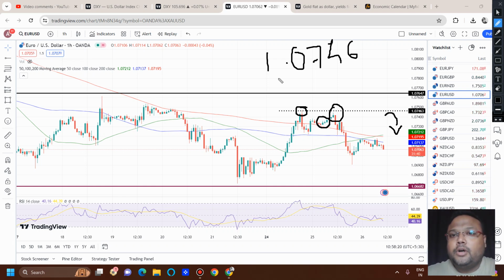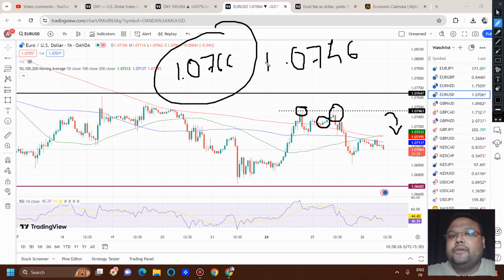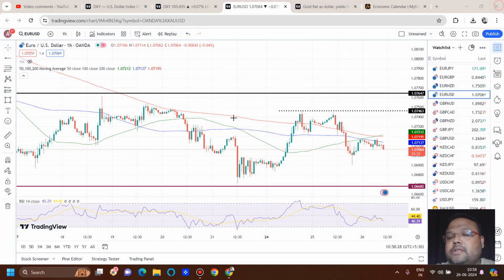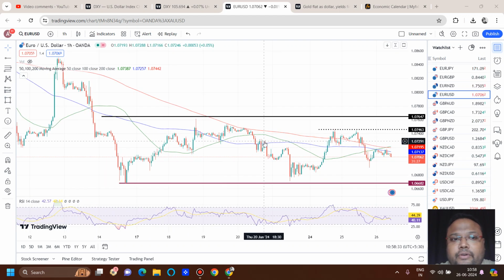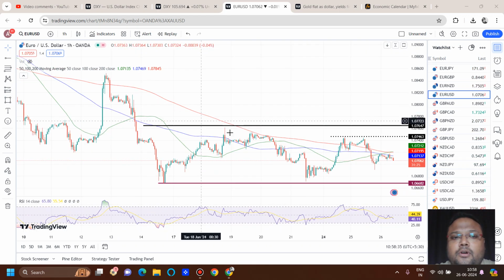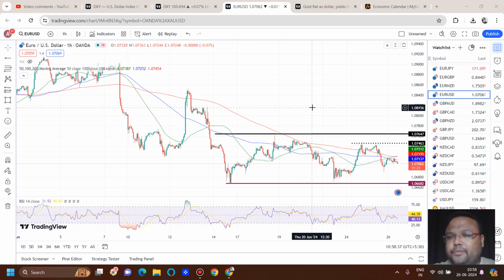1.0746. Do not expect much because we have the resistance around 1.0764. This is the immediate resistance on the chart of Euro USD. This is the level from where you can expect the market to reverse, because of previous strong resistance around the area 1.0764, 1.0760.